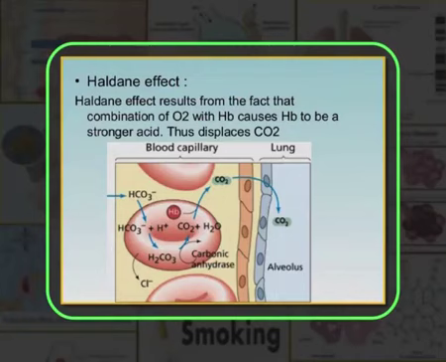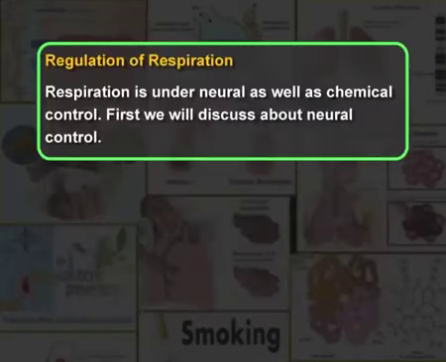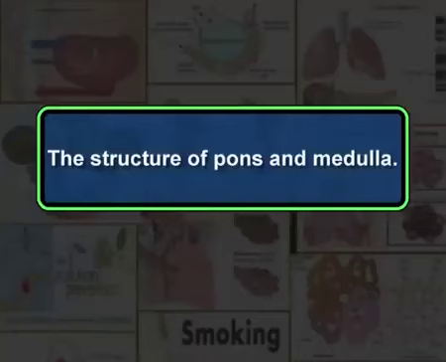So, you can see in the diagram the blood capillaries and the lungs. Now, regulation of respiration. Respiration is under neural as well as chemical control. First, we will discuss the neural control. To understand neural control, we must understand the structure of the brain. You can see the structure of pons and medulla.